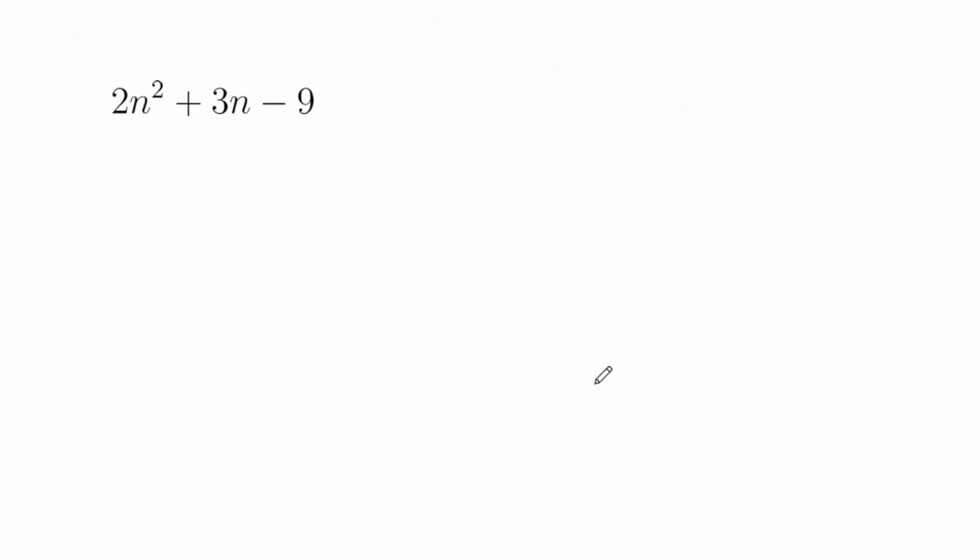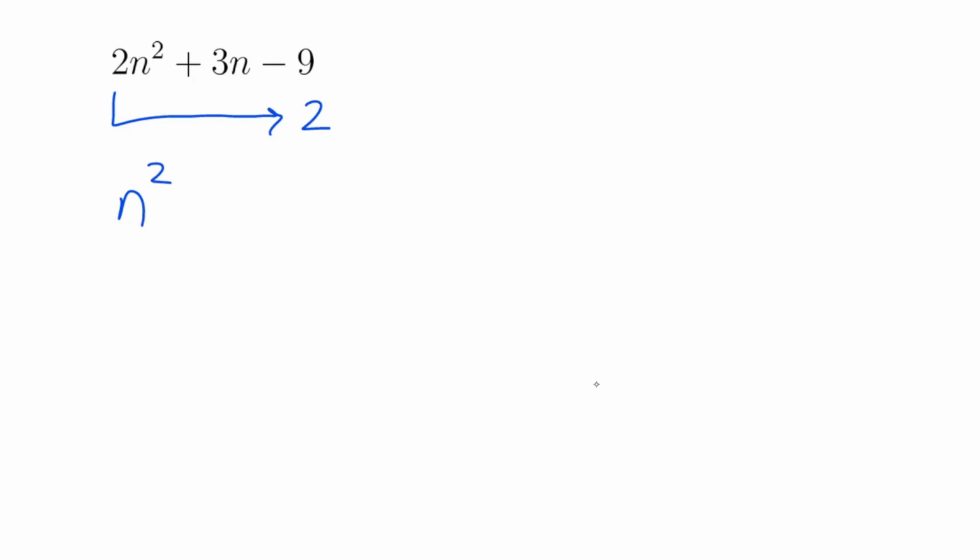Let's look at a third example here. We've got 2n squared plus 3n minus 9. Well, let's use our slide and divide. Let's slide our 2 over underneath our 9, and we're going to have n squared plus 3n minus negative 9 times 2 is negative 18, so we're going to have a minus 18 at the end.